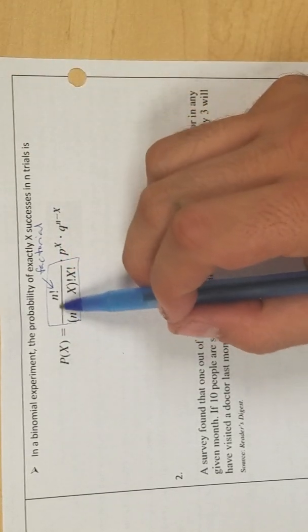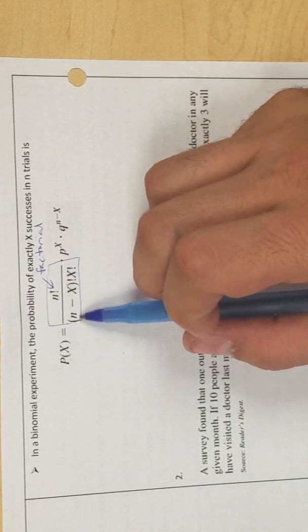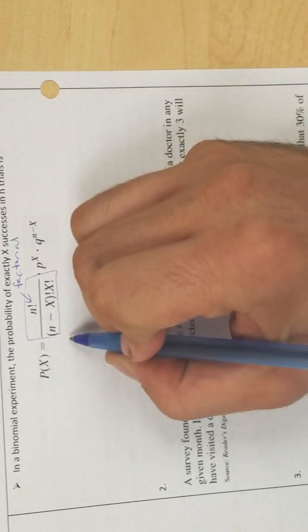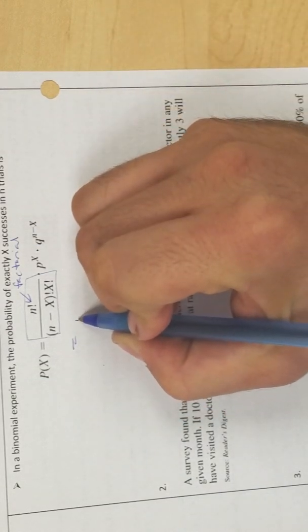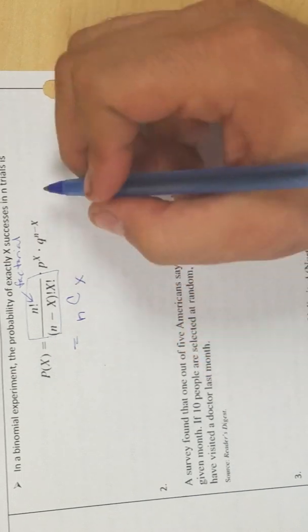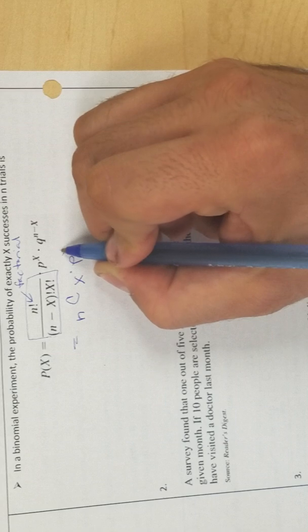If you recall, this is actually one of the formulas from the previous chapter when we talked about counting. This is the combination. So we can rewrite this in terms of combination. That's n combination x, or n choose x. Then we can replace that with the combination, which makes life easier and makes it look nicer.